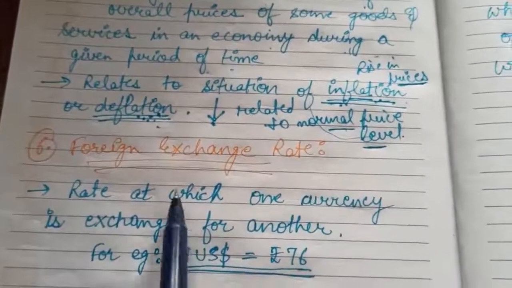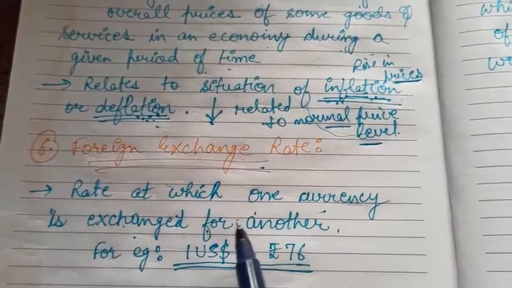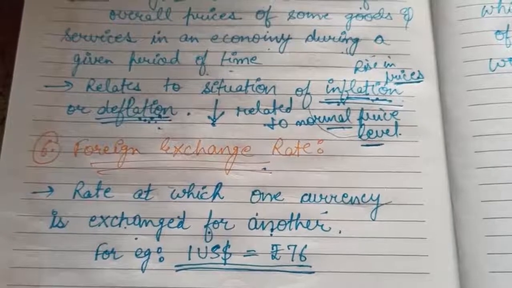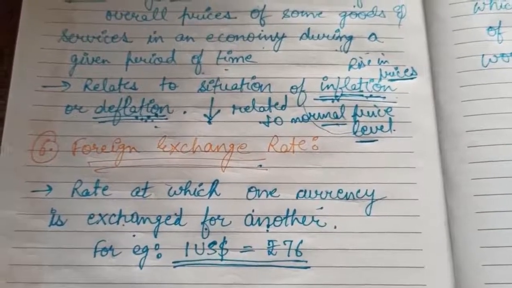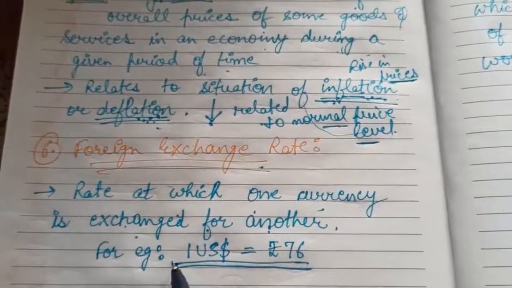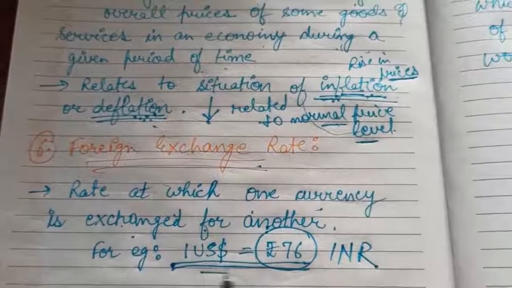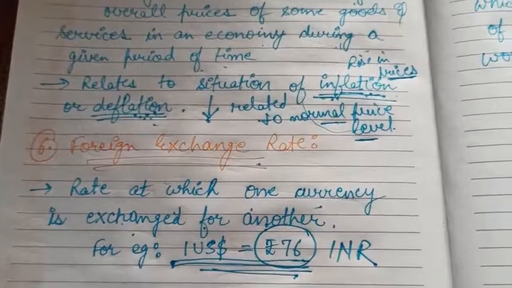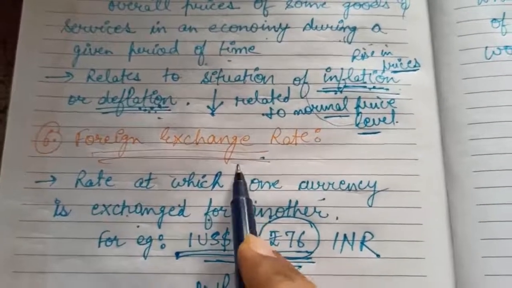The next point is foreign exchange rate. Now what is foreign exchange rate? It is the rate at which one currency is exchanged for another currency. Basically when we want to exchange our Indian rupee with the US dollar, we need to exchange our currency, and the rate at which the currency is exchanged is known as foreign exchange rate. For example, if we want to get $1, we have to give 76 units of Indian rupee, right? So that is the foreign exchange rate. Similarly, if we want to exchange our Indian rupee with any other currency, the rate at which we will exchange our currency will be known as the foreign exchange rate.